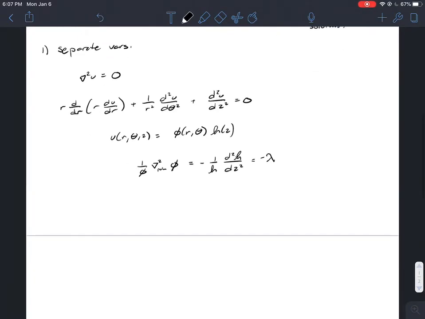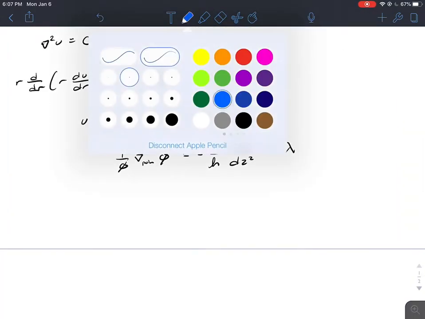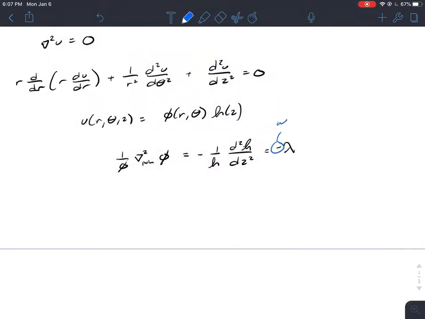Okay, I'm going to repeat this. All right, so we introduce this negative sign here.